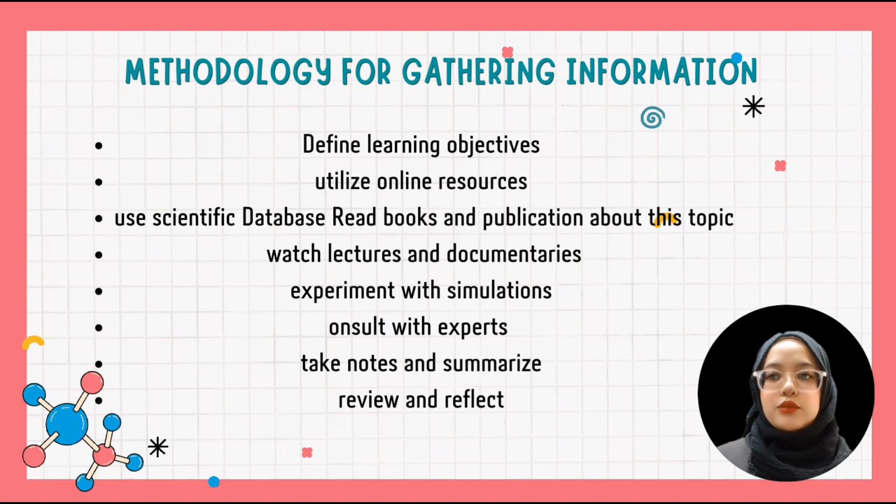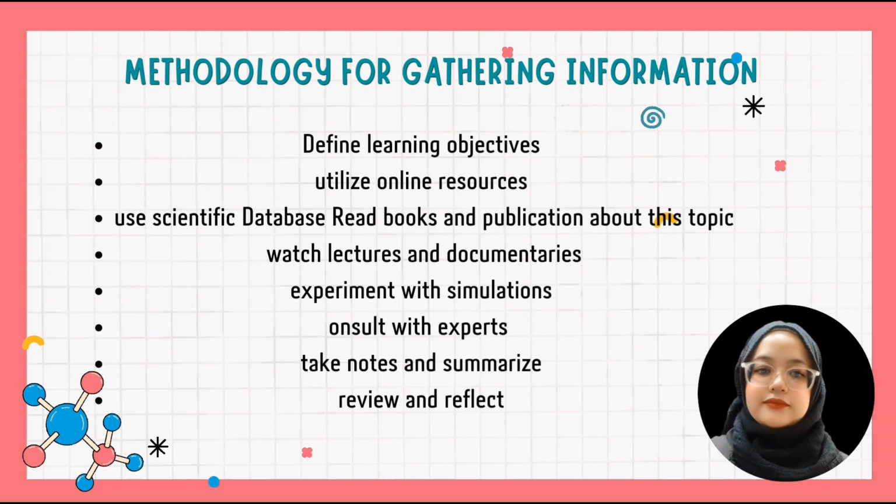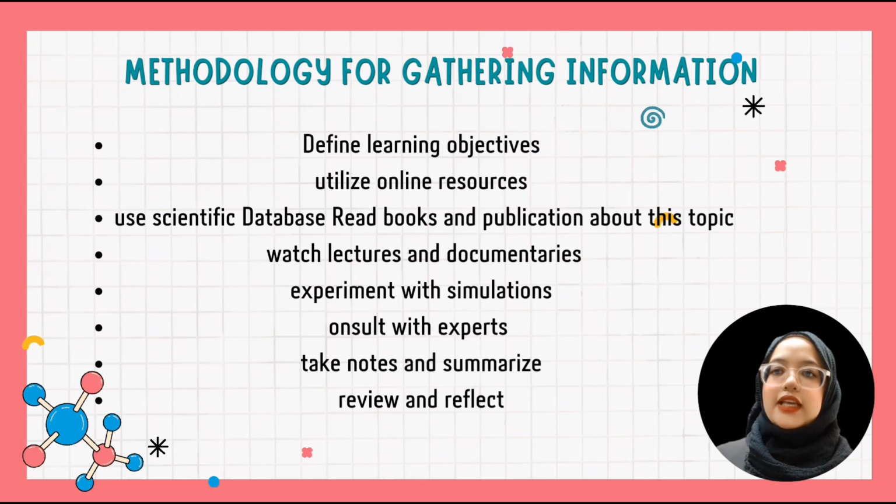Next, we read books and publications. We explore books written by astrophysicists and experts in the field of nuclear fusion and stellar evolution. Some recommended titles include An Introduction to Modern Astrophysics by Bradley W. Carroll and Dale A. Ostlie, and Principles of Stellar Evolution and Nucleosynthesis by Donald D. Clayton. Next, we watch lectures and documentaries. Many educational platforms offer lectures and documentaries on astrophysics topics. Platforms like Coursera, Khan Academy, and YouTube can be available resources for a visual and auditory learning experience.